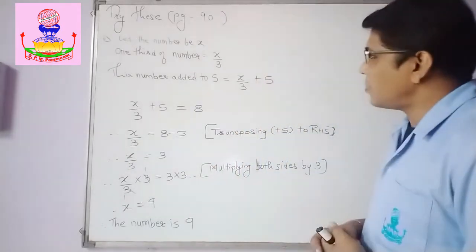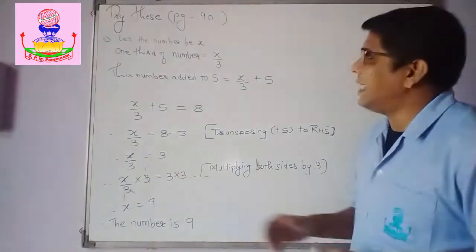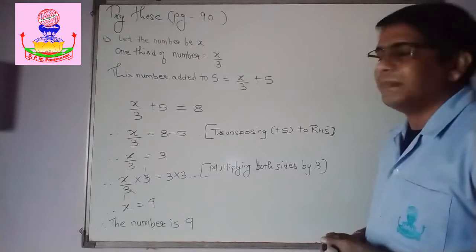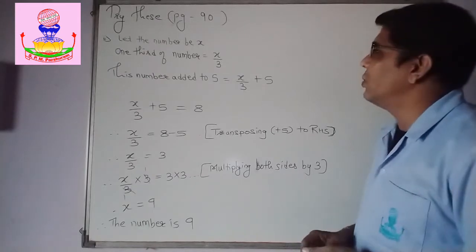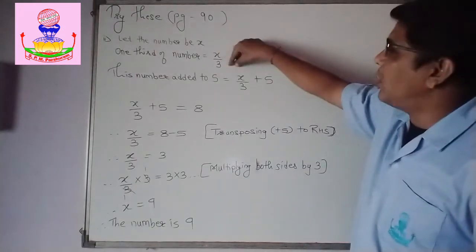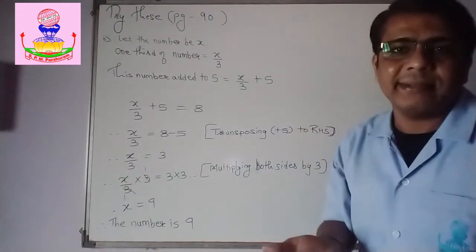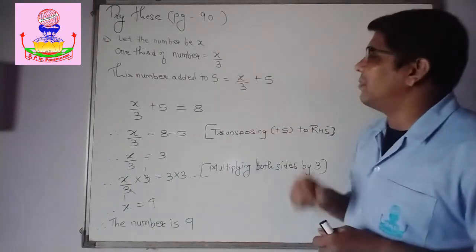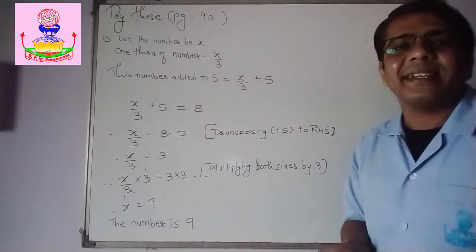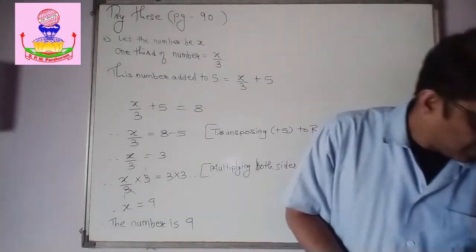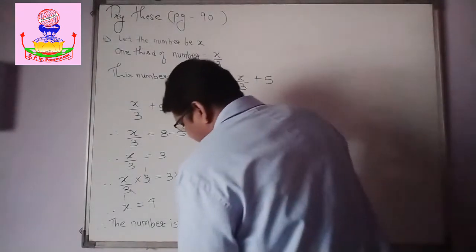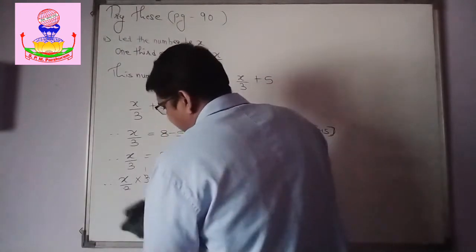Okay, then now we got the answer 9. Right? So we can check it. Means what we can do? Put that x here, cross check. 9 upon 3, how much? 3. Now 3 plus 5, 8. That means our answer is, yes, exactly, it is correct. Okay, now then let's go for next example.